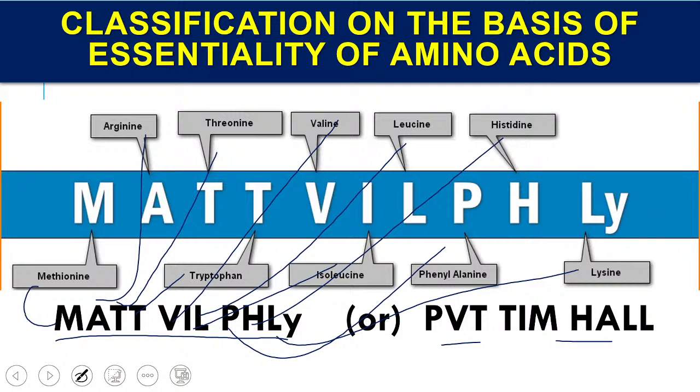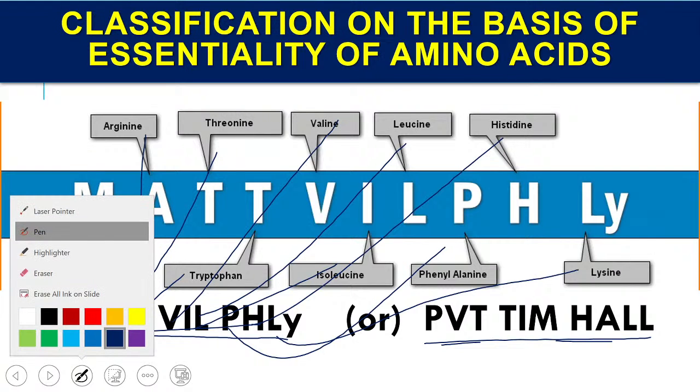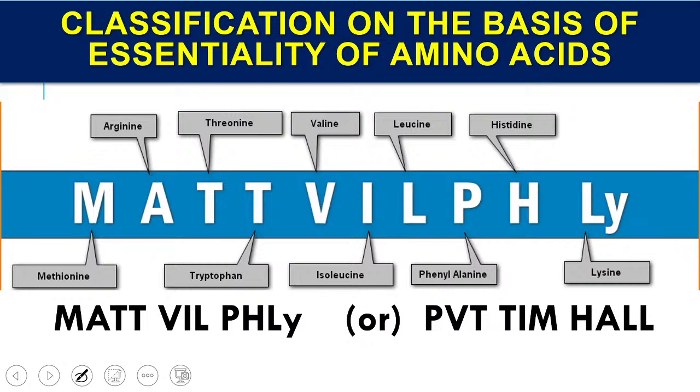So these are the 10 amino acids which you can remember, either by using this one or by Private Tim Hall. If you remember these 10 amino acids, the remaining 10 will be non-essential automatically. Now out of these 10 essential amino acids, there are 2 amino acids which we are going to categorize as semi-essential. Semi-essential are histidine and arginine. These two are called semi-essential.